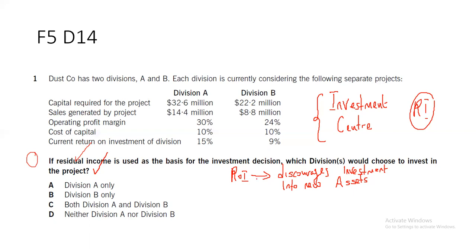Let us now see what happens if we use ROI. So let's go. Can you please calculate the ROI? Let's calculate the ROI for division A and division B. Let's calculate the RI for the divisions.